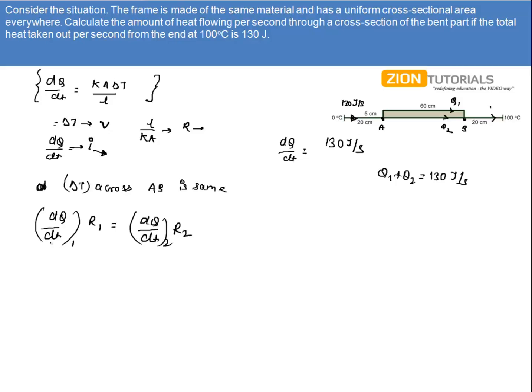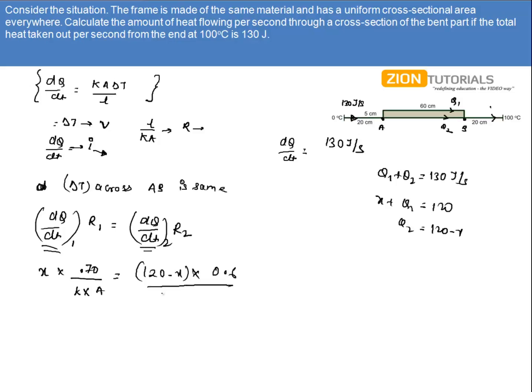So just substituting the values, let's say dQ/dt1 is x. The thermal resistance of this part will be equal to L, that is the total length, which will be 60 plus 5 plus 5, so it will be 70.7 meters, into K into the area of cross section, let it be A. Fine. dQ/dt2 will be, now x plus Q2 is equal to 120, so Q2 comes out to be 120 minus x, so this will be 120 minus x into length 60, or 0.6, into KA, so K is cancelled from both sides.